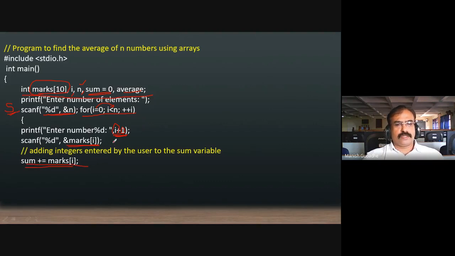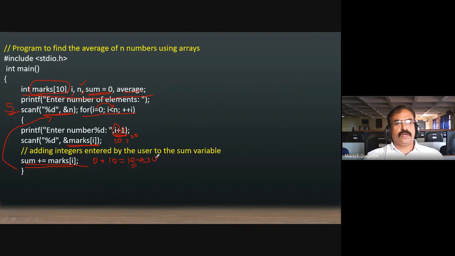Let us say that I enter 10 here. Sum was 0, it will become 10. So this way you are operating. Then again you go back with i equal to 1. Let us say that we have entered 20. Now this 20 will be added to the sum and will make it 30.